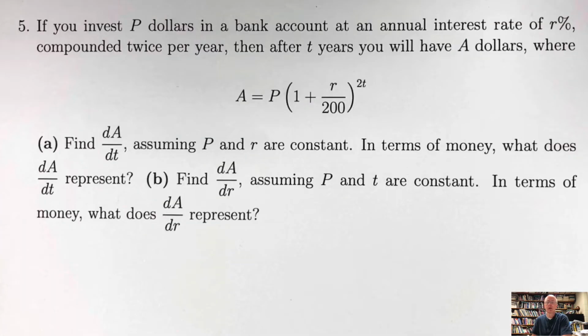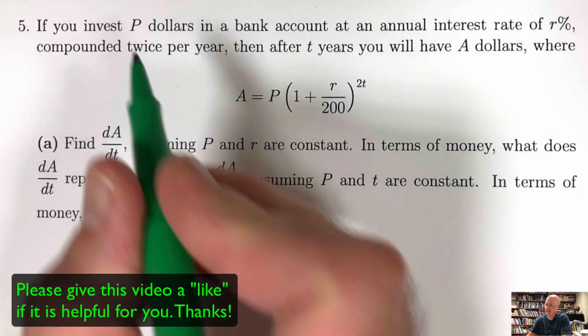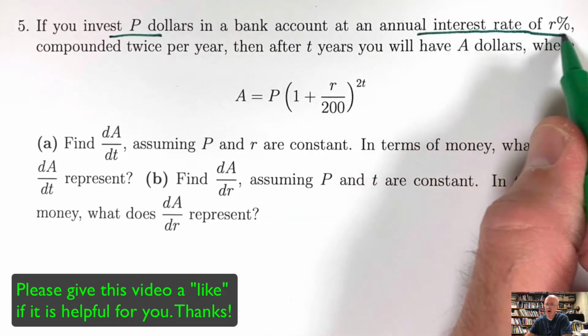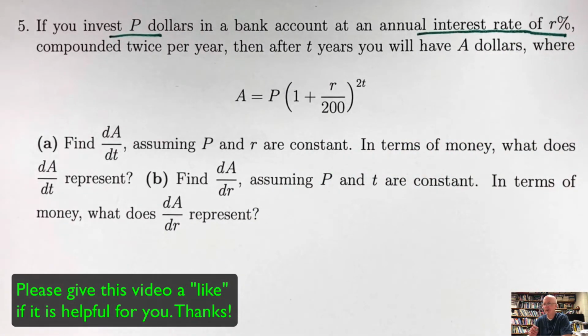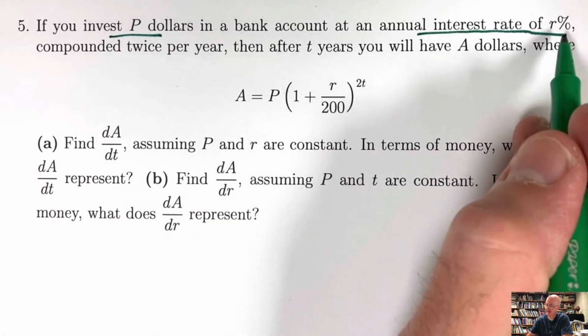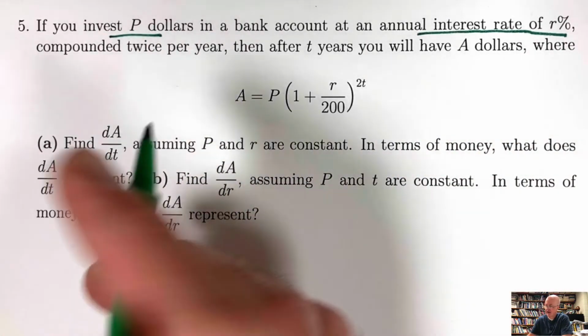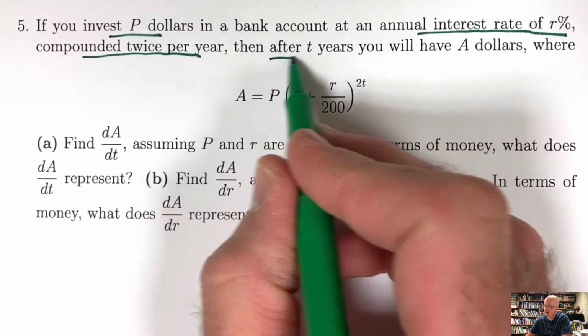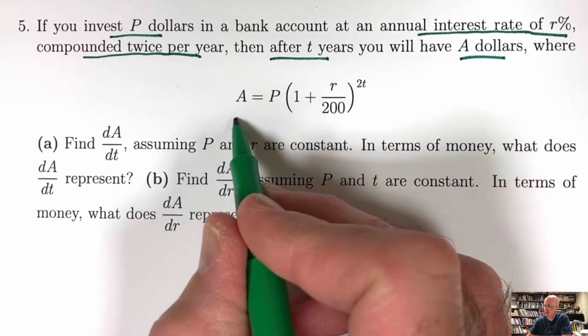Number 5 is an abstract compound interest problem. If you invest P dollars in the bank account that has an annual interest rate of R%, realize here R, for example, if it's a 4% interest rate, would be the number 4, not 0.04 in the way this is set up. So you got to be careful. The percent sign is a signifier for that. It's compounded twice per year. Then after T years, you will have A dollars according to this formula.